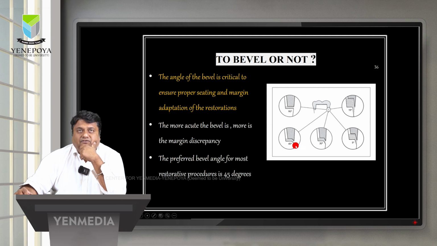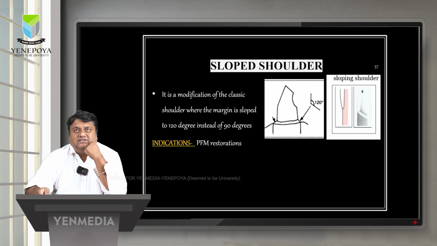So what happens at 45 degrees? The fit of the margin of the crown to the finish line is better and the marginal gap reduces. When the marginal gap reduces, the influx and dissolution of cement doesn't happen.